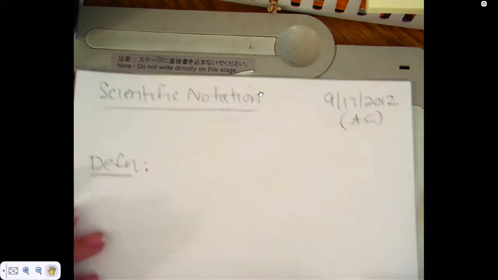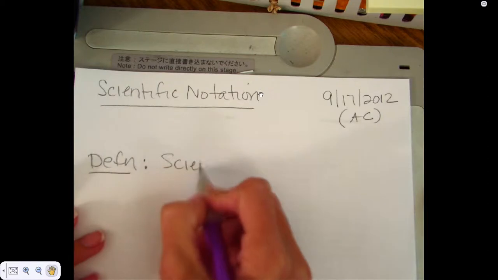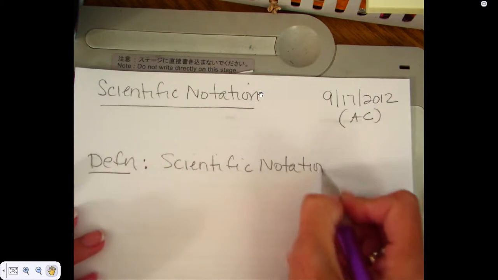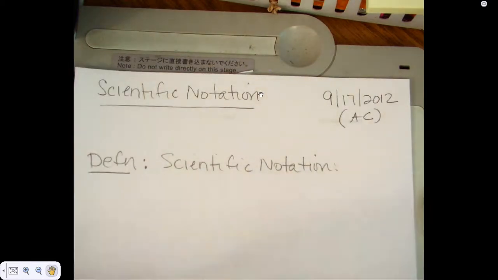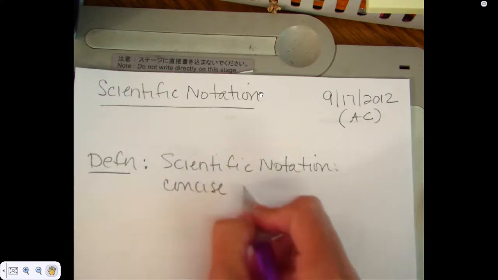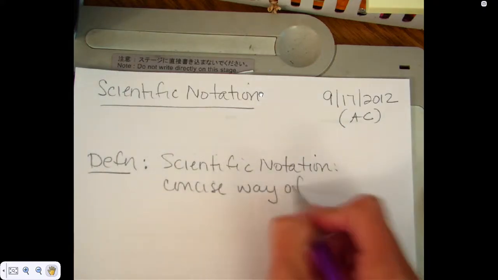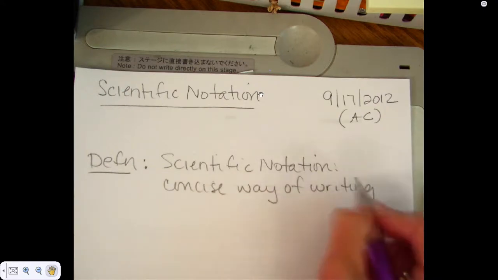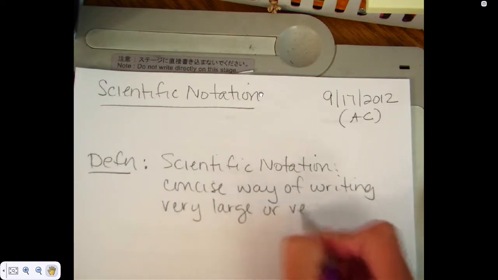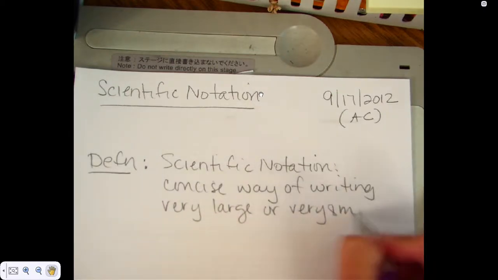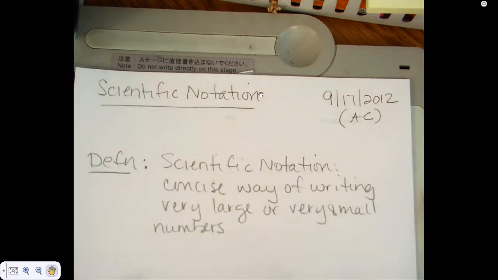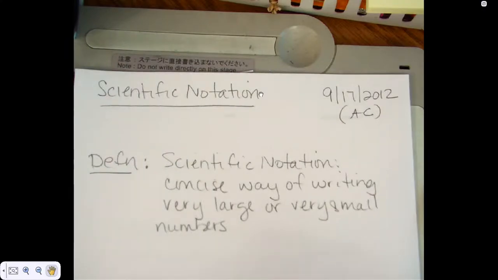Okay, and I'm going to define scientific notation. Okay, and a scientific notation is just a concise way of writing very large or very small numbers. Okay, now you'll see scientific notation used quite a bit in science.